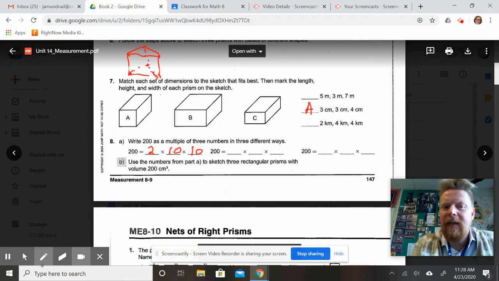Okay, part B says use the numbers from part A to sketch three rectangular prisms with a volume of 200 centimeters. So what they're saying is they're drawing a rectangle, and we're just going to skip that one there. What it would look like is you draw the dimensions here. So I could do a base 10 by 10. And then just connect them if I said that one was 2. Okay, so it'd be 10 by 10 by 2. Mine's a little out of proportion.